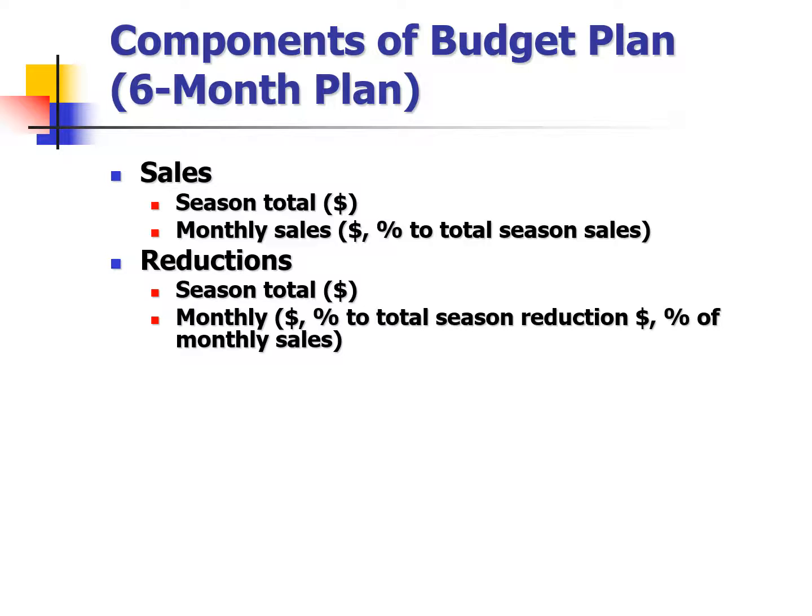Then we plan reductions. For reductions, we plan the seasonal total reductions dollar. So how much in the entire season we're going to have to reduce through markdown, sales discounts, and shortages and things like that, as well as the monthly figures. So monthly reductions dollar, as well as the reductions percent of the total seasonal reductions. So out of the total seasonal reductions, how many percent will occur in each month, as well as another percentage figure, the percent of monthly sales, which means given the reductions dollar for the month and sales dollar for the month that are planned, how much percent of the sales of the month will be reductions.